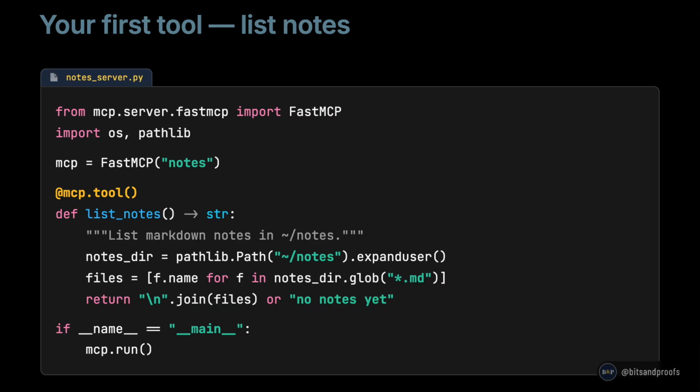And at the bottom of the file, if this script is run directly, start the server. mcp.run handles the standard input loop, the JSON parsing, the response formatting. You do not see any of that. You just write Python.